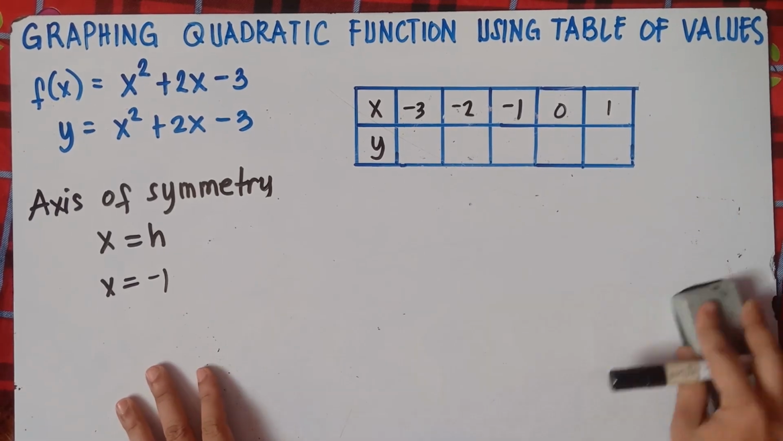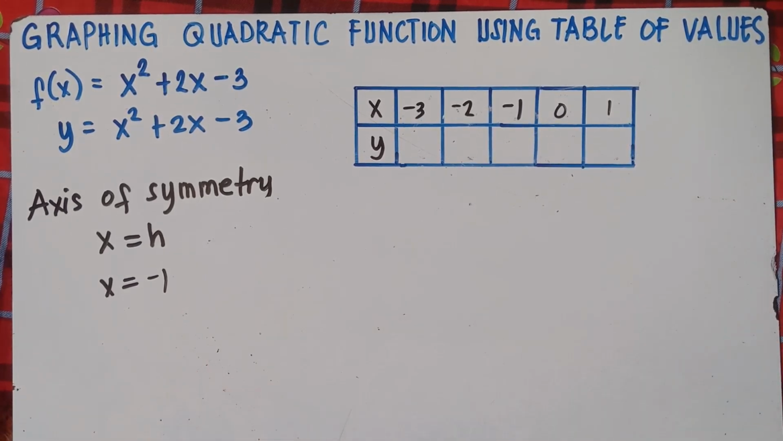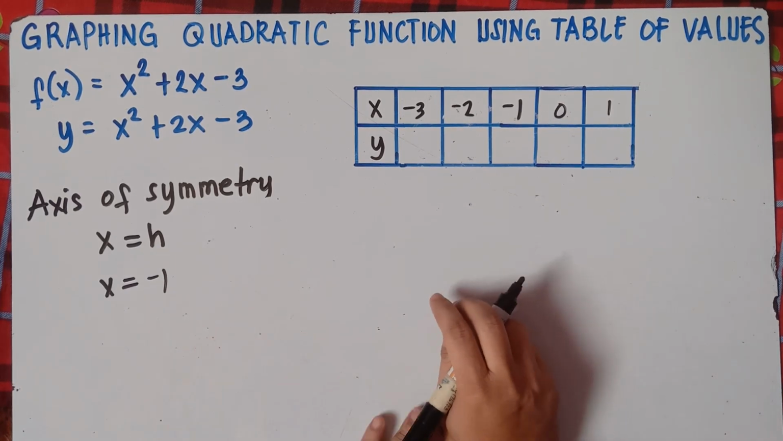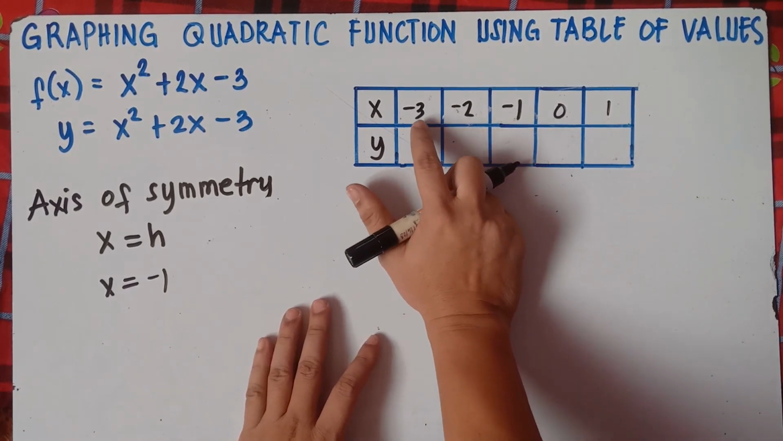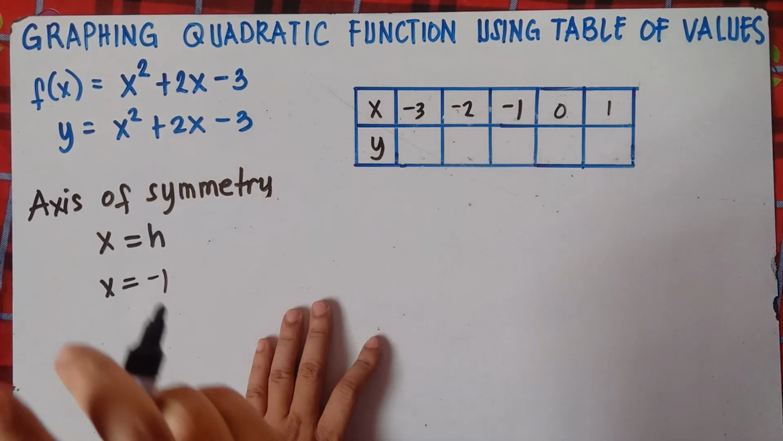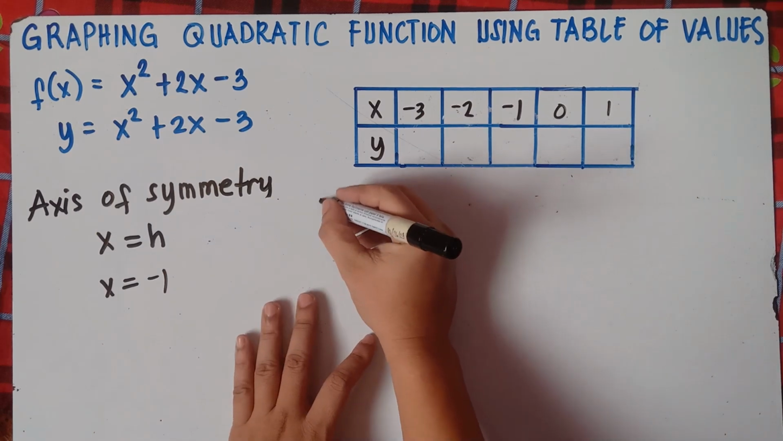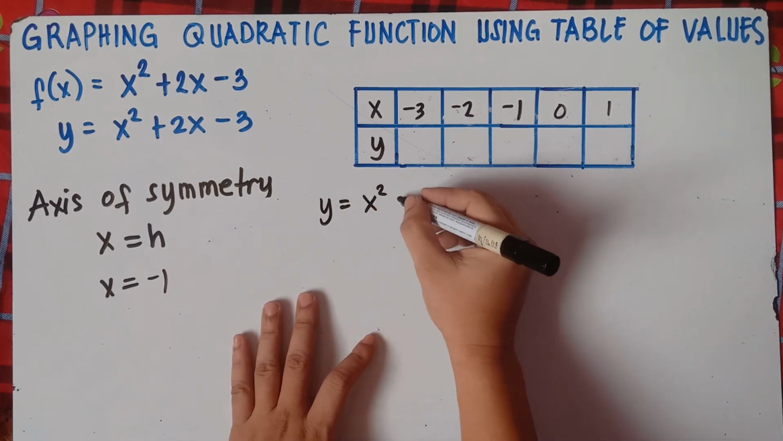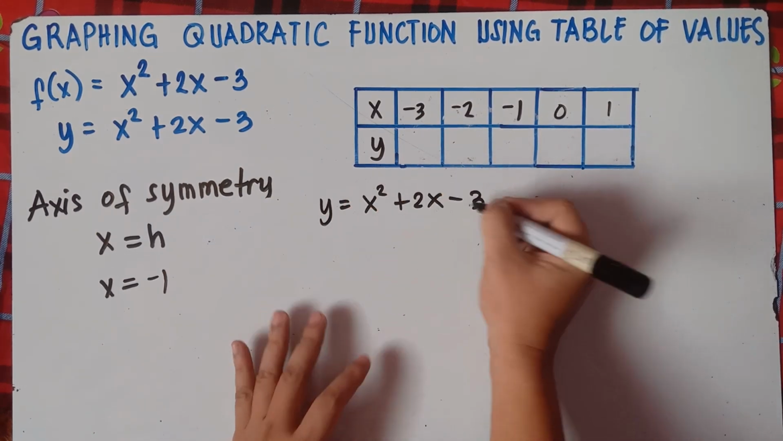Now, once you get the x values, you can now proceed to find the y values, class. So let's find the y values. Once again, if this is negative 3 for x, you just simply substitute this x value into this equation, class, to find the y. So let me copy the equation. y equals x squared plus 2x minus 3.